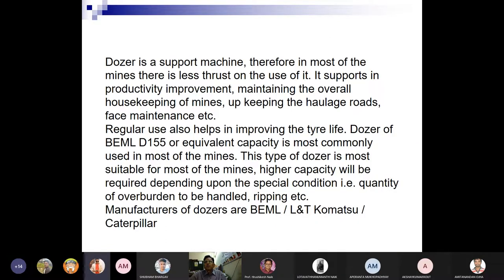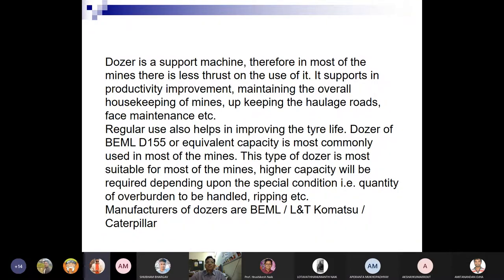So dozer is a support machine. Therefore, in most of the mines, there is less thrust on the use of it. It supports productivity improvement, maintaining the overall housekeeping of the mines, upkeeping the haulage roads, case maintenance, etc. Regular use also helps in improving the tire life.